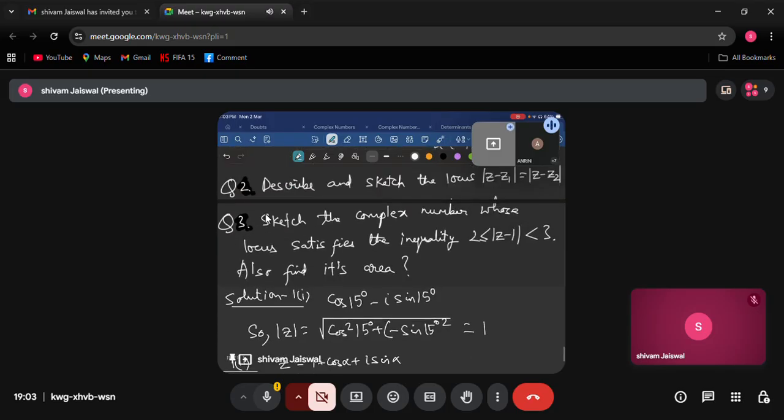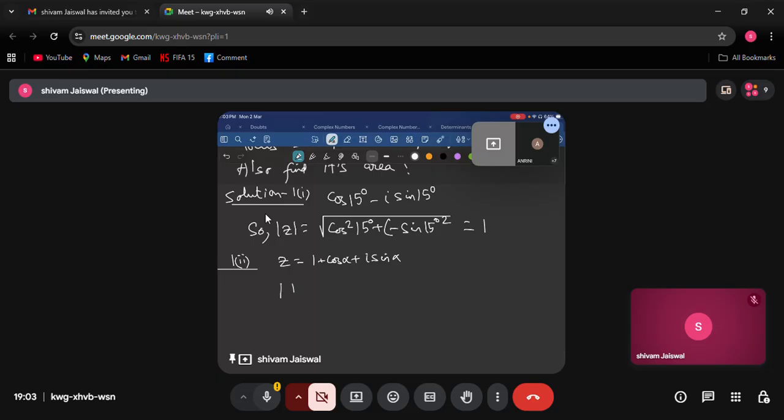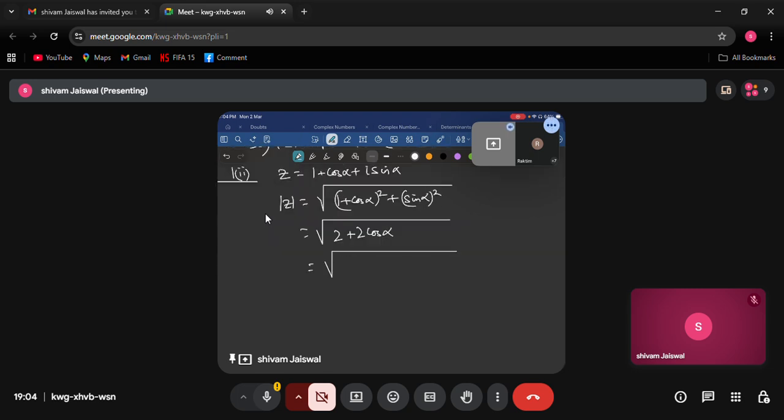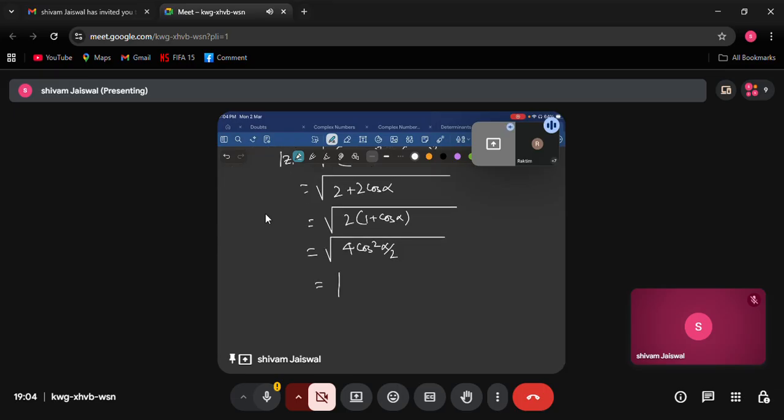Yes, Sakrit, number 2 is correct. So mod Z will be equal to root over. Are you telling about that I missed a square root? No. 1 plus cos alpha whole square plus sine alpha whole square, right? So you must have got square root of 2 plus 2 cos alpha, right? Yes, sir. So this will give us root over 2 into 1 plus cos alpha. Yes, sir. Which is equal to root over 2 into 2 cos square alpha by 2, that is 4 into cos square alpha by 2. Yes, sir. That will give us mod of 2 cos alpha by 2.